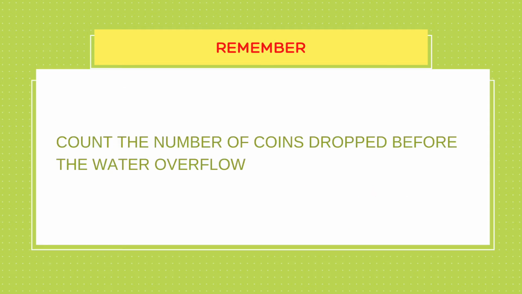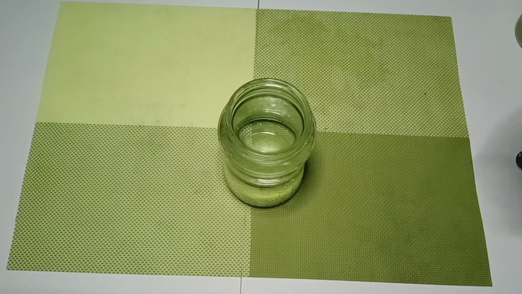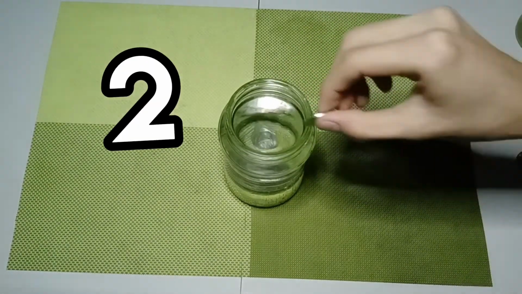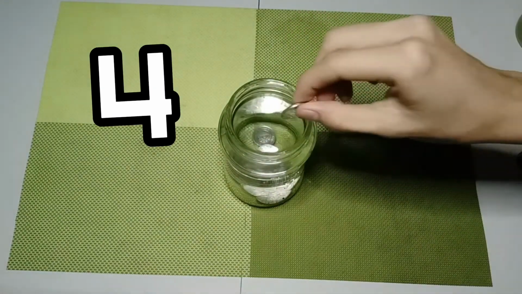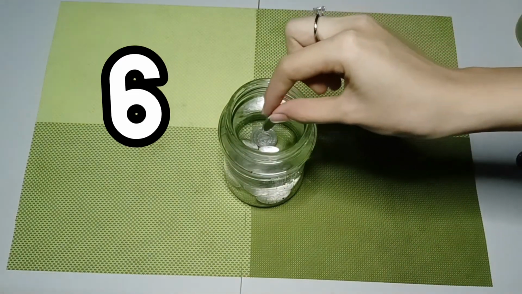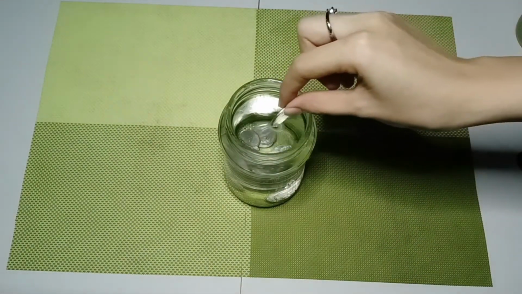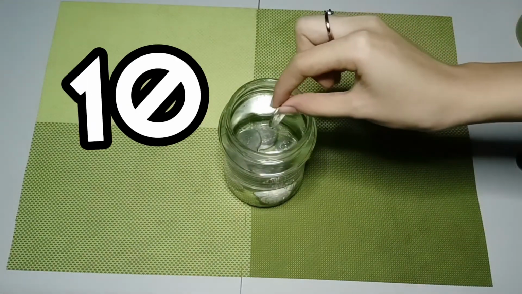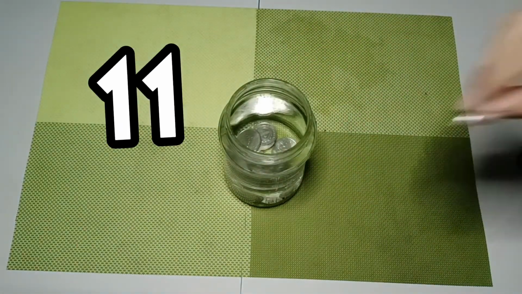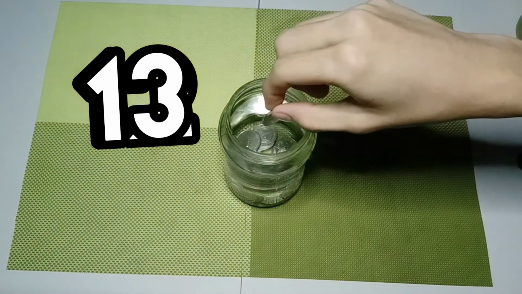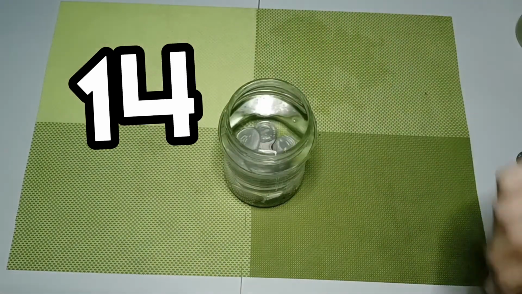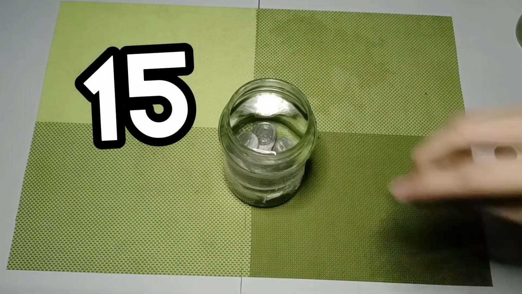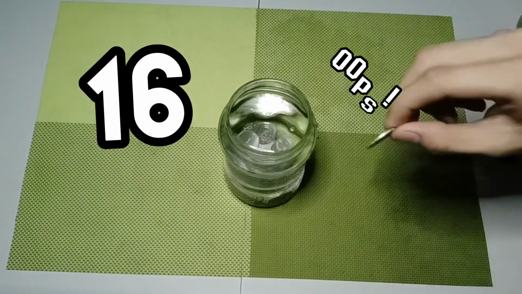Remember, count the number of coins dropped before the water overflows. 1, 2, 3, 4, 5, 6, 7, 8, 9, 10, 11, 12, 13, 14, 15, 16. Oops!